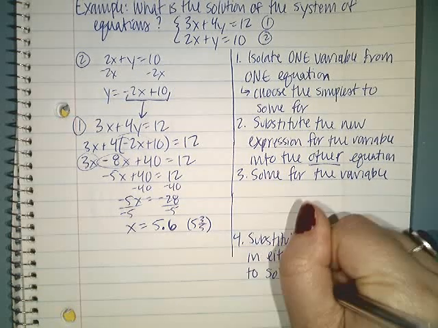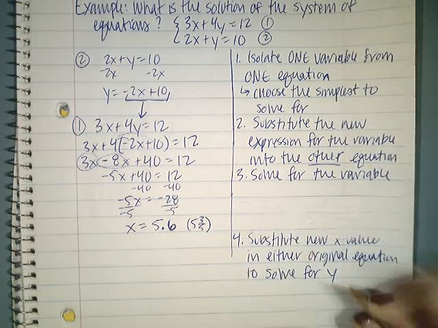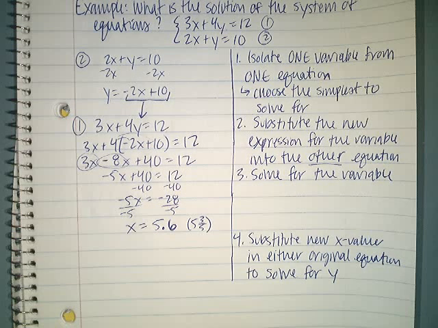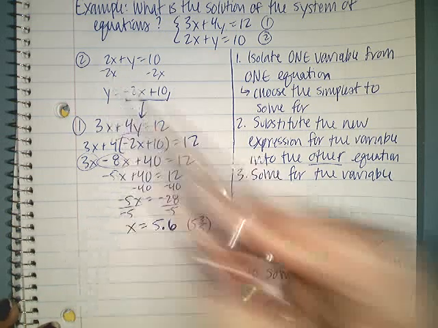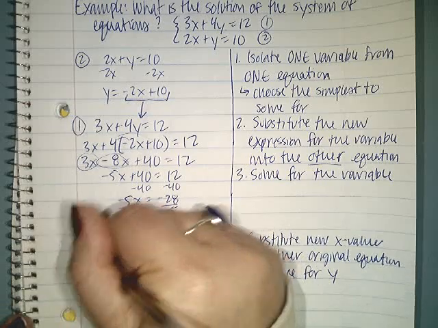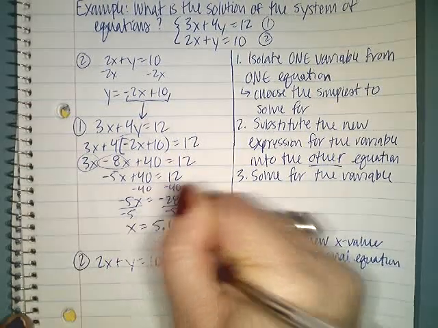To solve for y. So once you solve for the value of one variable, since there's only two variables in each of these equations, I can plug it into either one to get my y value. So I'm just going to plug it back into equation 2. So I'm going to say equation 2 is 2x plus y equals 10.